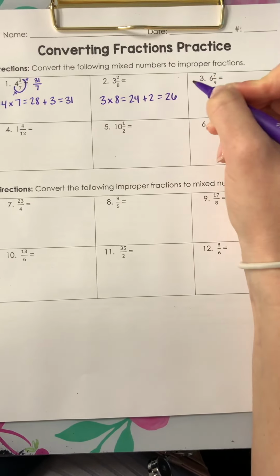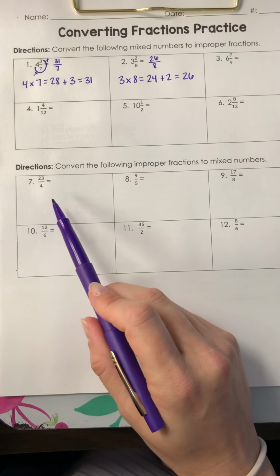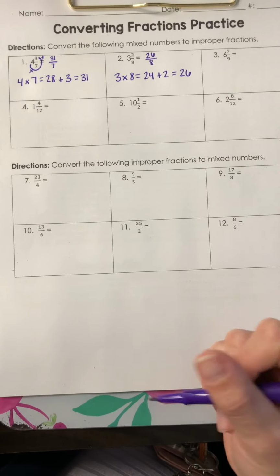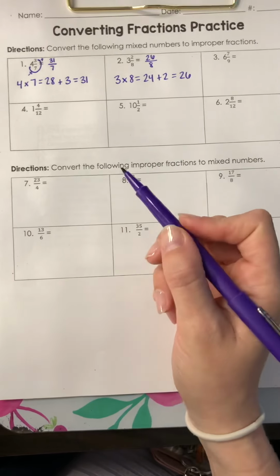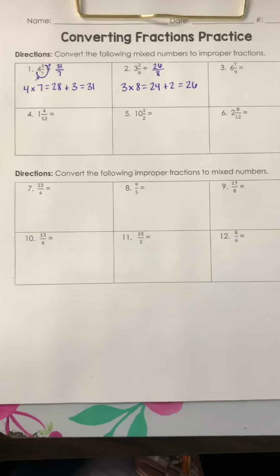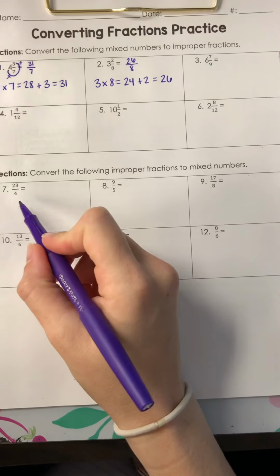All right, on the flip side, if we're converting fractions that are greater than the whole number 1, otherwise known as improper fractions, we are going to be taking these and making them into mixed numbers. So essentially we're going to be pulling out wholes, and we're going to see how many wholes we can pull out of these improper fractions.